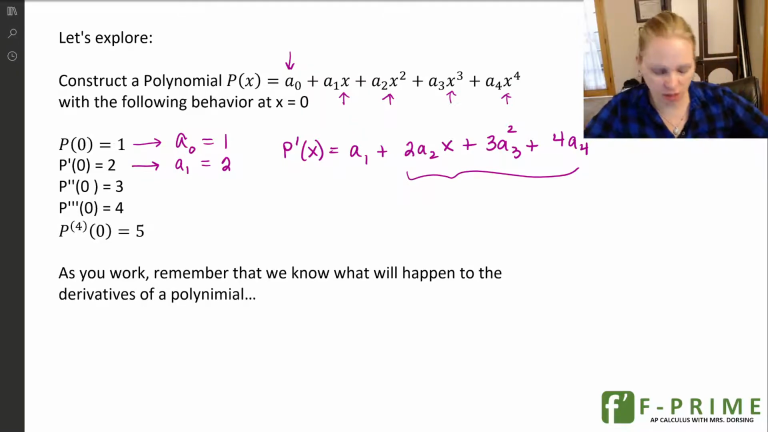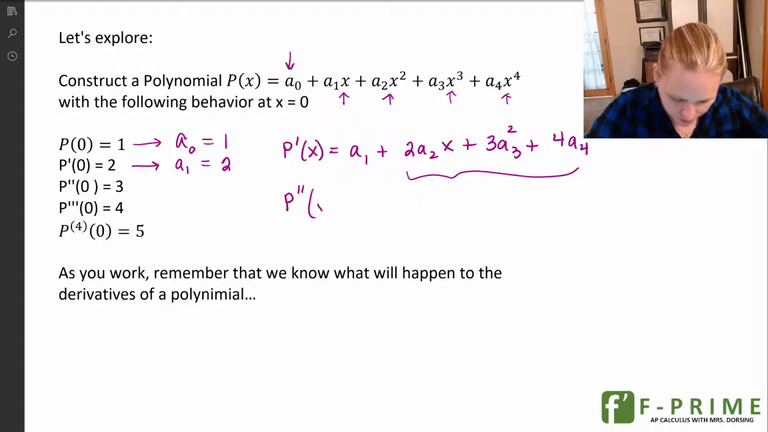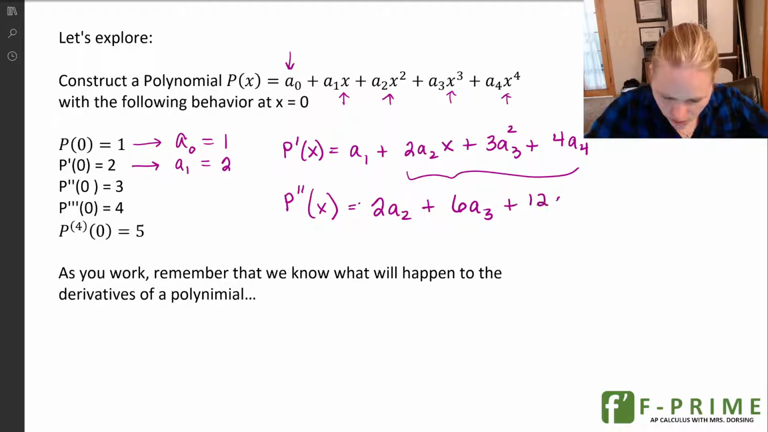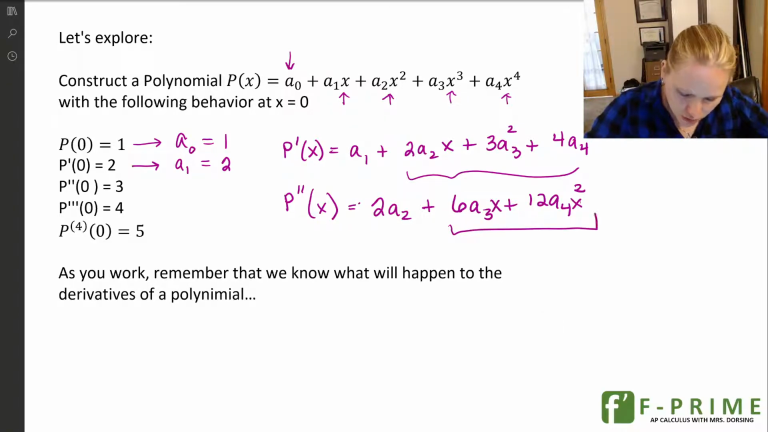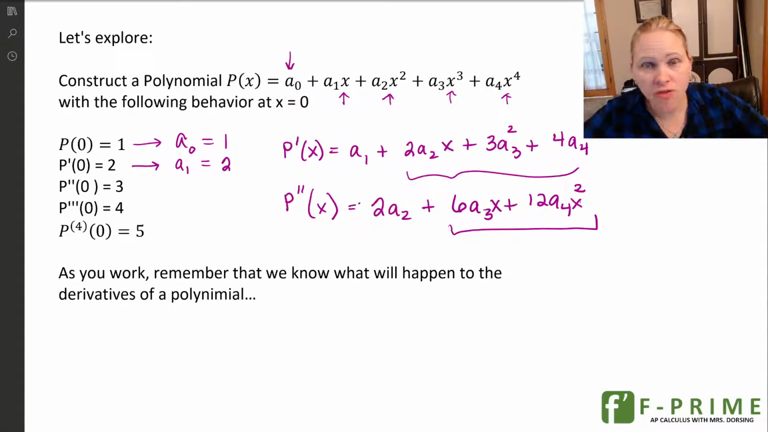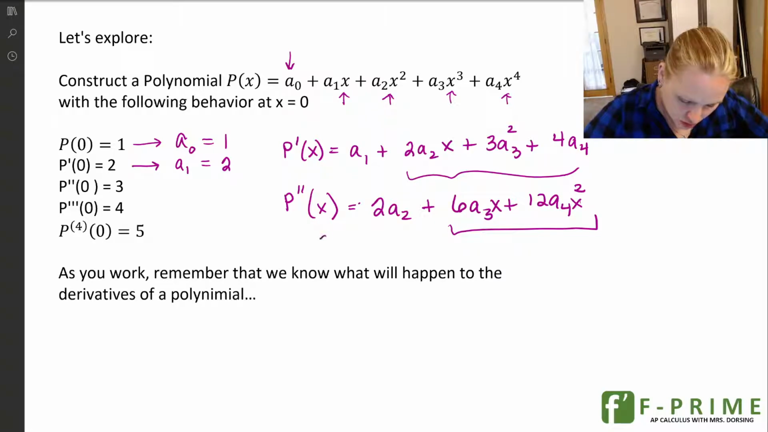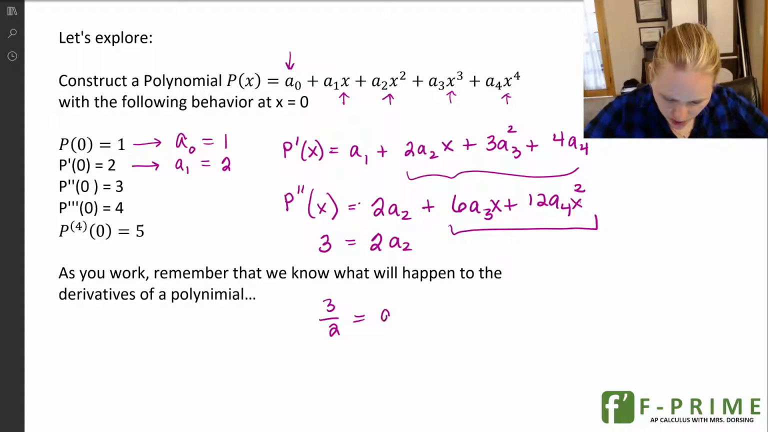Now, if we continue on with our logic and we find the second derivative, a1 will go away, and I'm going to be left with 2a2 plus 6a3 x plus 12a4 x squared. Now, x, forgot my x's. Those are important because when I go to plug in 0, all the terms with x's will go away. And what I want to have left is 3. So I know that 3 has to be equal to 2a2. Well, guess what? That means that 3/2 is my a2.